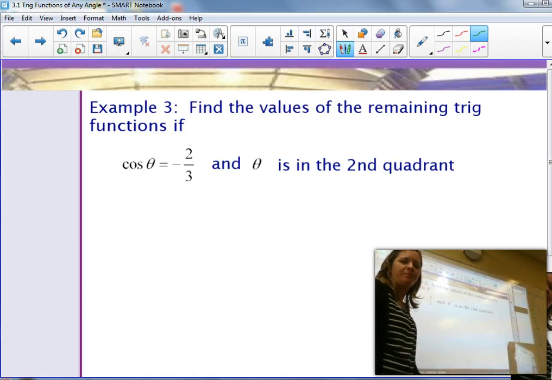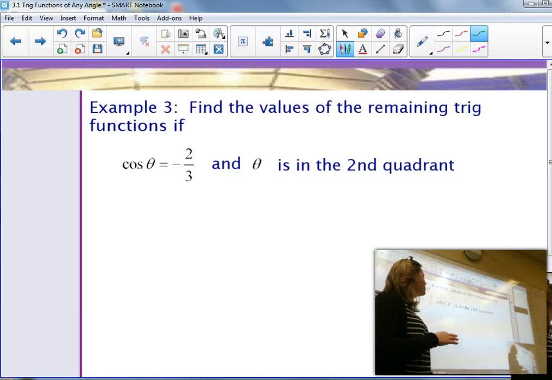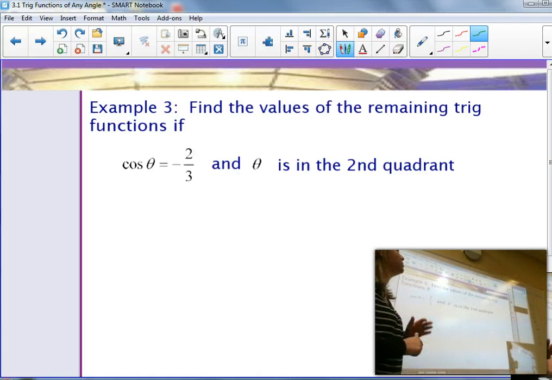Sample 3. So how can we find the rest of the trig functions if we know that the cosine is negative 2/3 and we know that theta is in the second quadrant? I just read it out loud. I didn't even start anything yet. All I did was read. And find the values of the remaining functions.